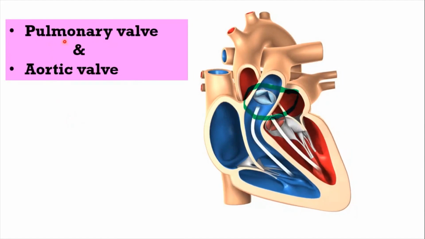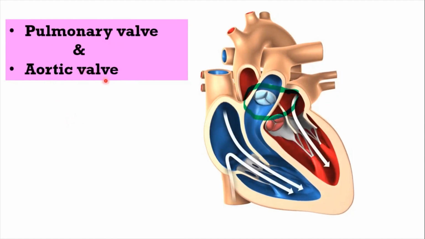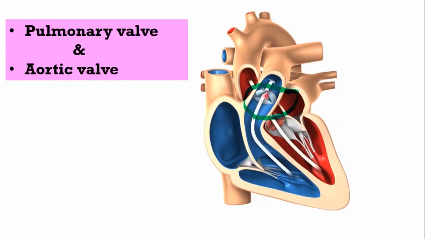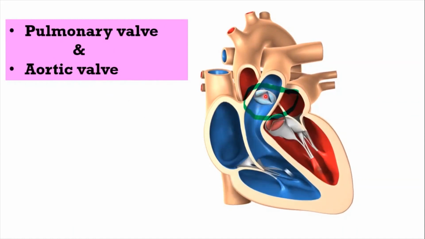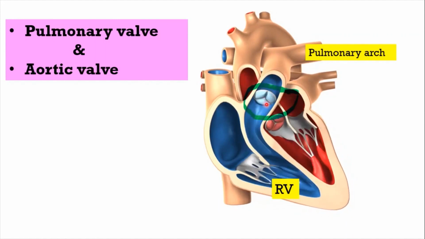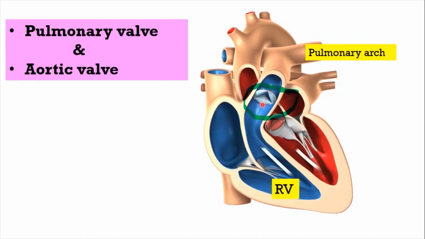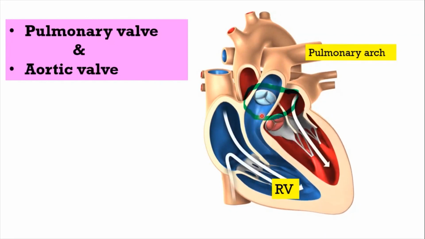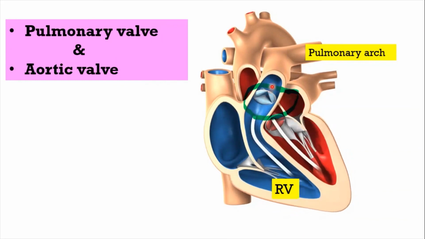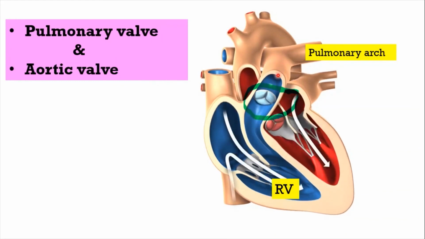Now we'll observe the function of pulmonary and aortic valves. First, about the pulmonary valve. This light blue colored one is pulmonary valve. It is present between the right ventricle and pulmonary arch. Here, by its opening and closing, it regulates the flow of blood from right ventricle into pulmonary arch.